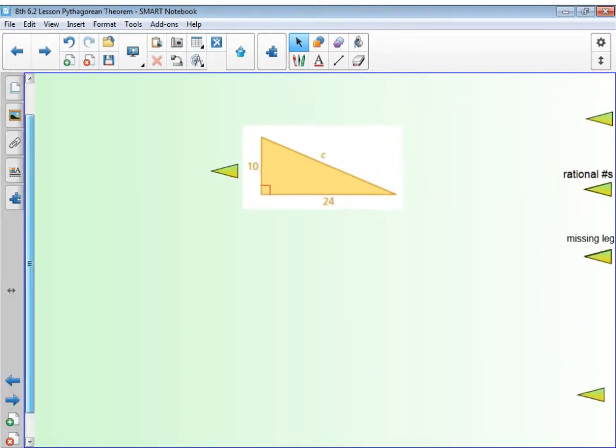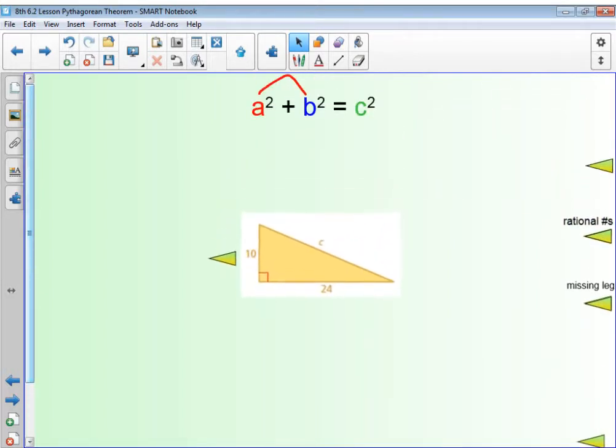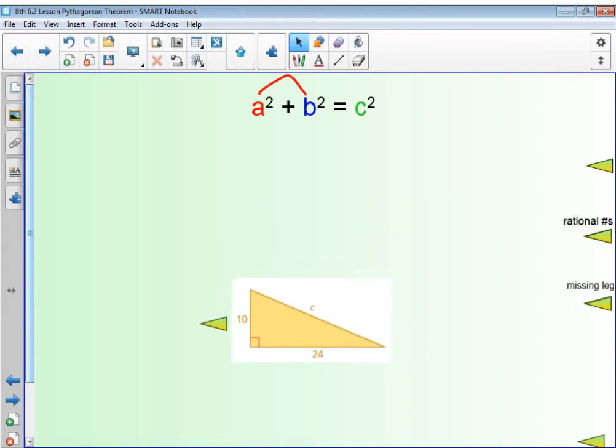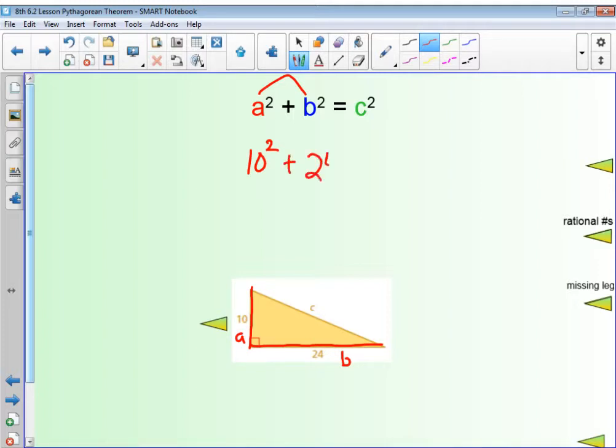Okay, so here's our next one. Our formula is up above. So it doesn't matter, these are our A and B. It doesn't matter which one you choose to put where. Okay, I'll do this one as A and this one is B. If you reverse them, that's okay. So A is 10, remembering to put my squared on that, plus for B, I chose my 24 side. Put my squared on that. Equals, I don't know the C, so I'm still going to have to put C squared.